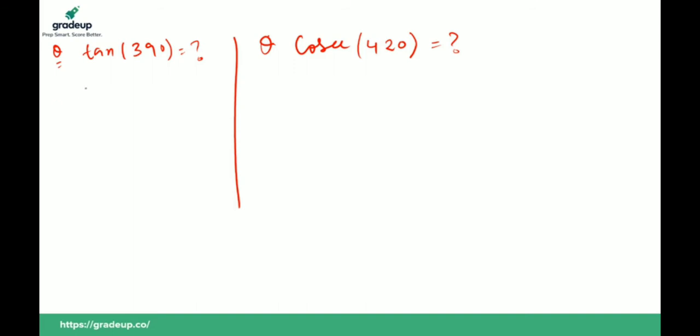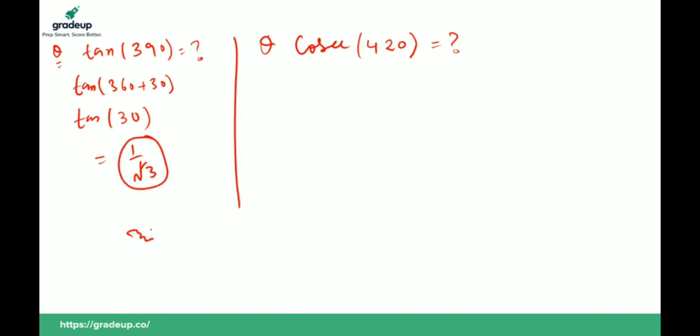Okay, now we can have tan 360 plus 30. We can write like this. So this will fall in the first quadrant, then this will be tan 30, and then tan 30 is what? 1 by root 3. This will be your answer. I hope you got the point. Alright guys, now cosec 420, I can write like this, 360 plus 60. Okay, now cosec of 360 plus 60 is what? Obviously cosec 60. Cosec 60 is what? 2 by root 3. This will be your answer.